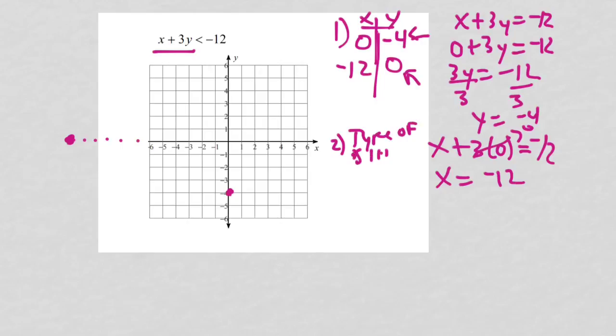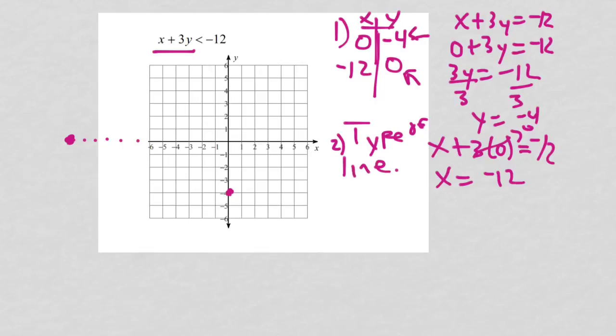Well, oops, sorry about that. Line, type of line. Let me erase this here. Let me rewrite this. Type of line. Okay, again, is it going to be solid or dotted?